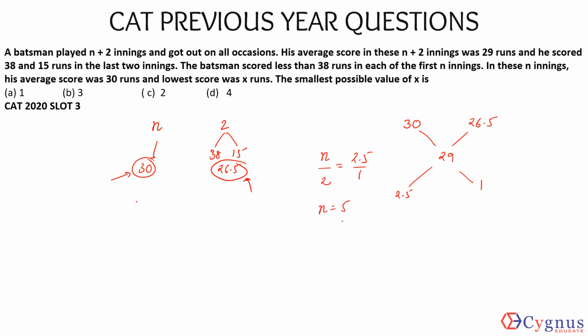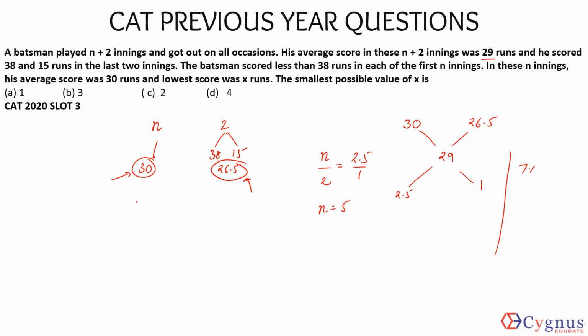That means he played the first 5 matches, and after that, in the next two matches, he's going to score 38 and 15 runs respectively. Now, what else is given? The batsman scored less than 38 runs in each of the first N innings. Overall, his average was 29. And so far, he has played how many matches? N plus 2, which is 7.